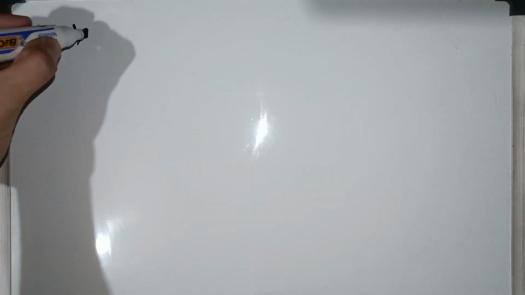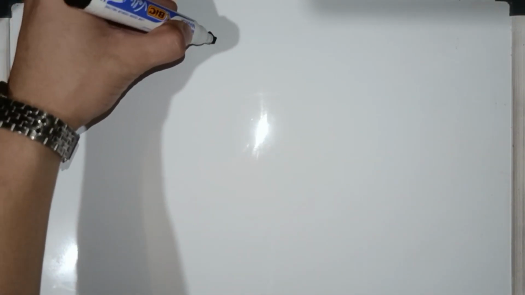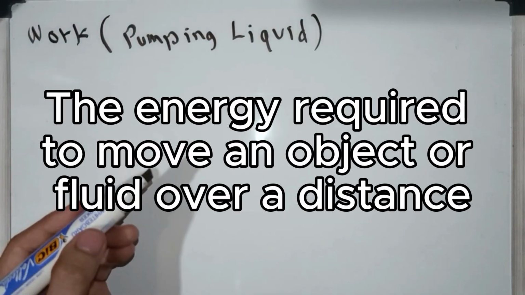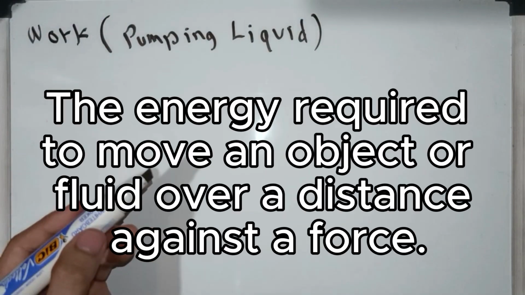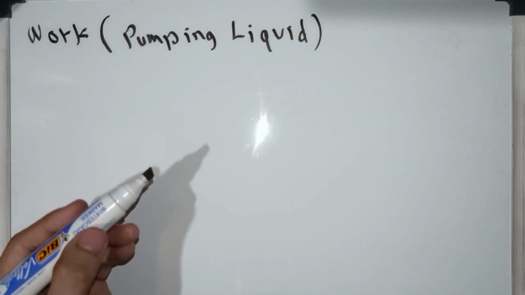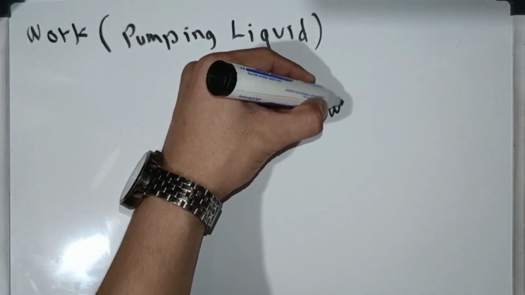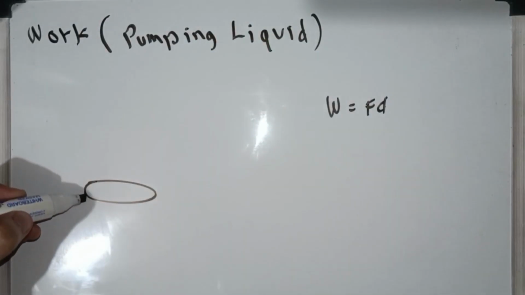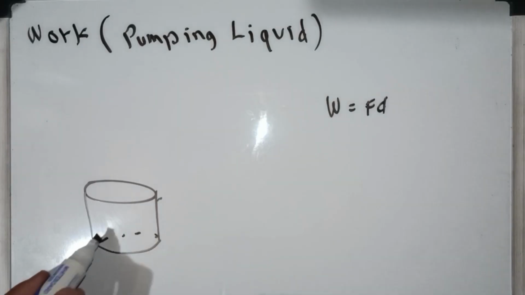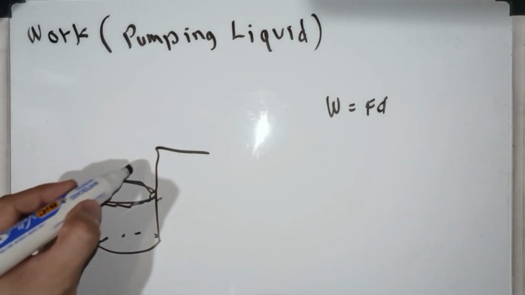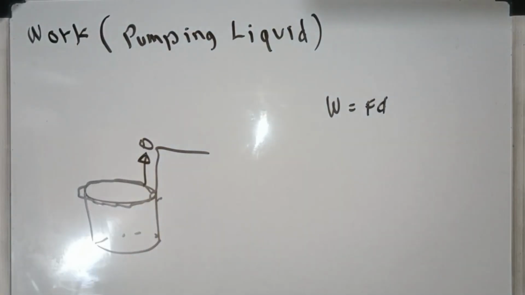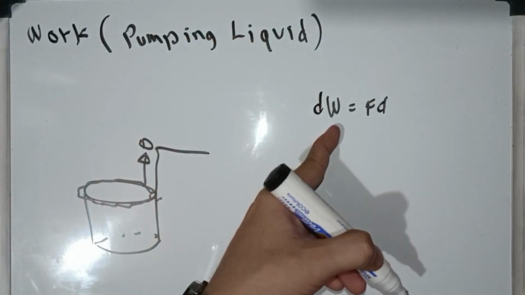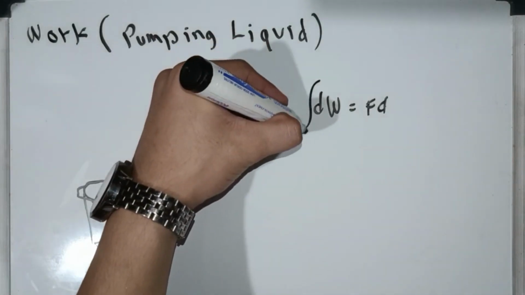So for the next topic, we have the work involving pumping a liquid. Work is the energy required to move an object or fluid over a distance against a force, like gravity. So the formula for work is equal to the force times distance. So let's imagine that we have a cylinder here that is full of water, and we have a pump here. So we have now the differential work. So let's put dW here. To get rid of the d, let's integrate this.